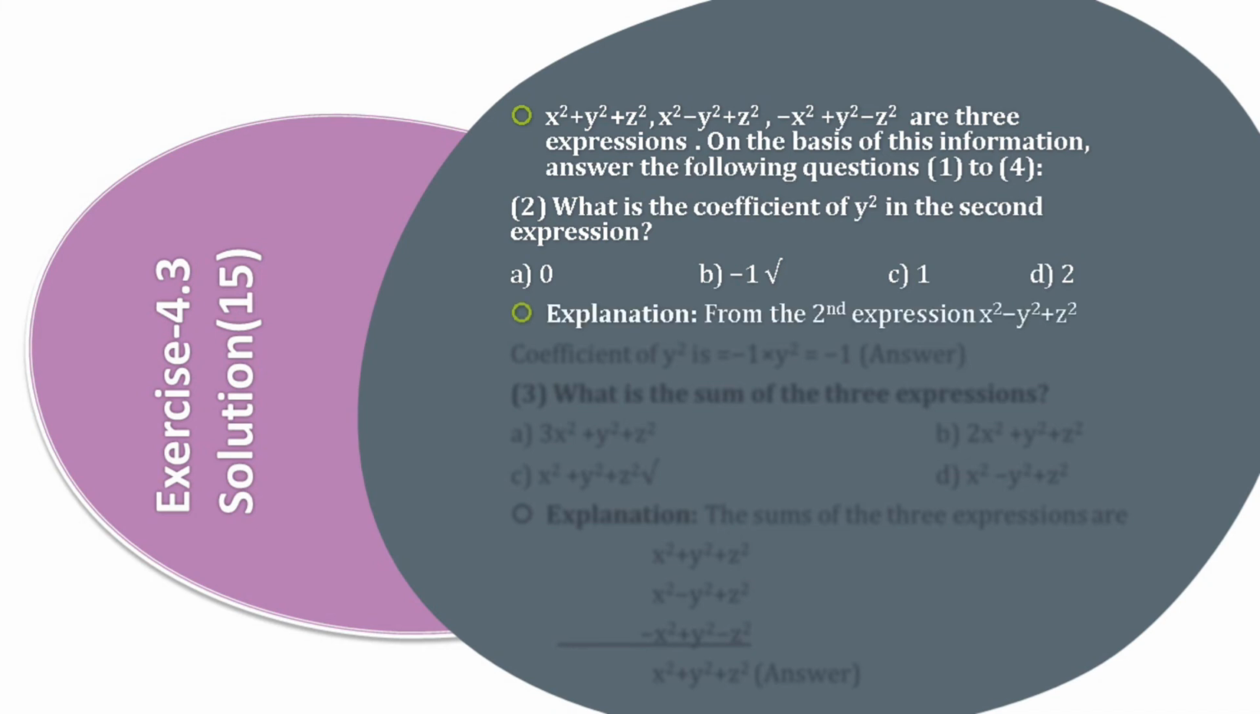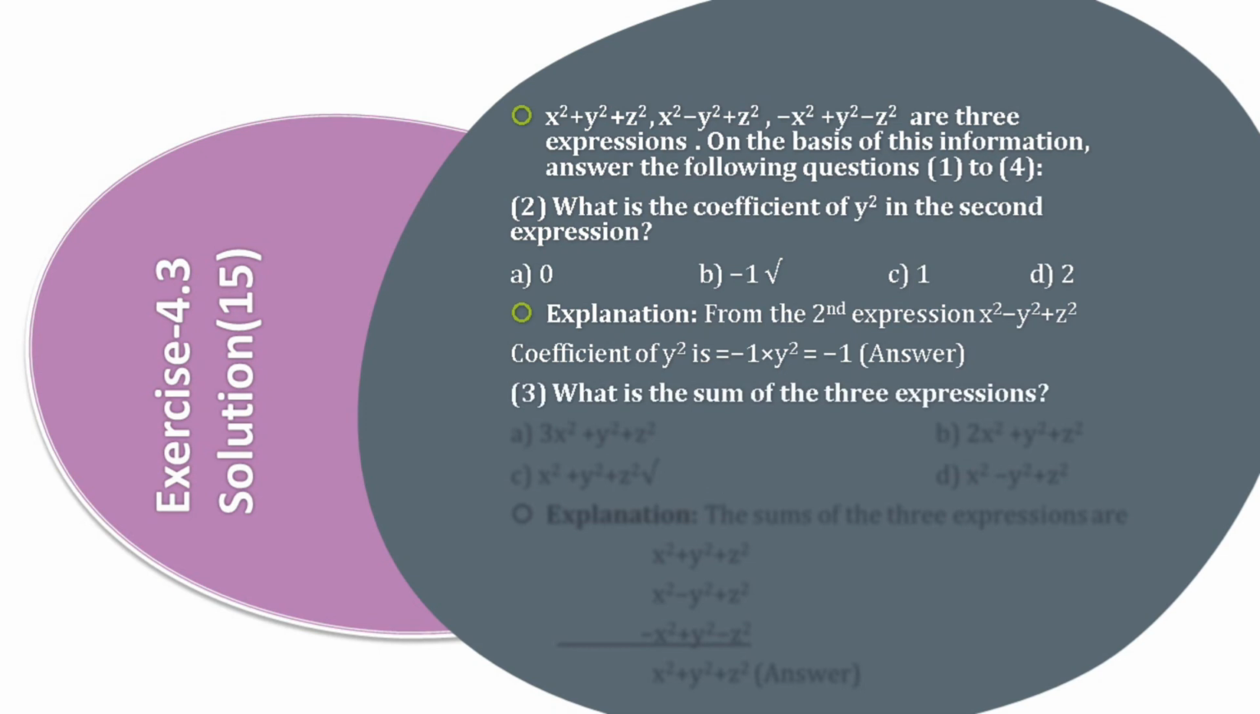So let us see the explanation from the second expression. As you can see, x square minus y square plus z square. Coefficient of y square is equal to -1 multiplied by y square, equals -1. As you can see in the second expression, x square minus y square plus z square. So my dear student, minus y square, that's why we can write -1 multiplied by y square. -1 will be the coefficient of y square.